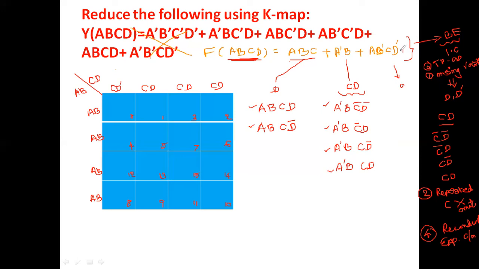Suppose the problem itself is like this, with one more term, A, B, C, D. So the problem is now written like this. In addition to this, A, B. Here also no missing variable, but here A, B, C, D is available. So A, B, C, D is the redundant term. You neglect it. This redundant term is neglected.